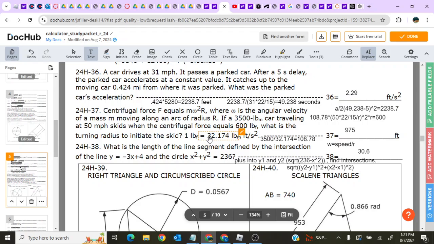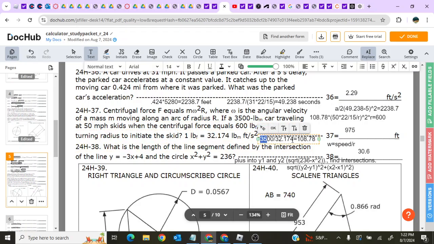The skid occurs when the centrifugal force is 600 lbf. What is the turning radius to initiate the skid? And then it gives you this conversion right here. So let's convert this lbm to the lbf that's used in the force. To do that, you get 108.78.